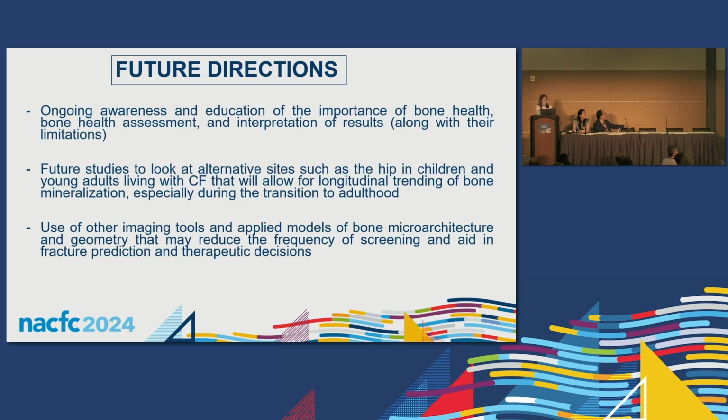So for future directions, I think what's really so important is ongoing awareness and education about the importance of bone health assessment in a growing population, why it's important to get the DEXA even though we know it's an added extra burden, and how we interpret those results, understanding all of their limitations. Looking at future studies, maybe alternative sites such as the hip in children and young adults. Do we need to be checking that sooner? Do we need to be trending that as they're transitioning to adulthood?